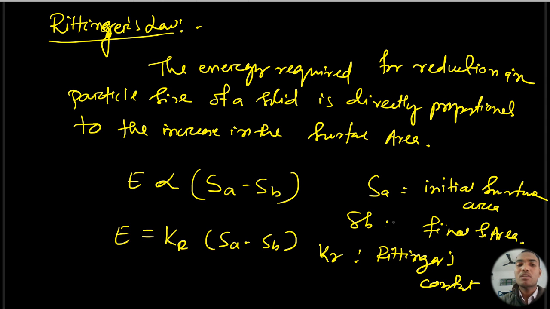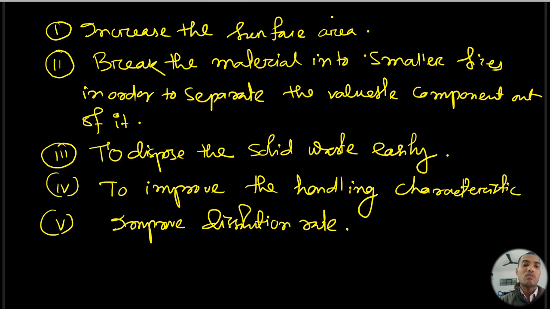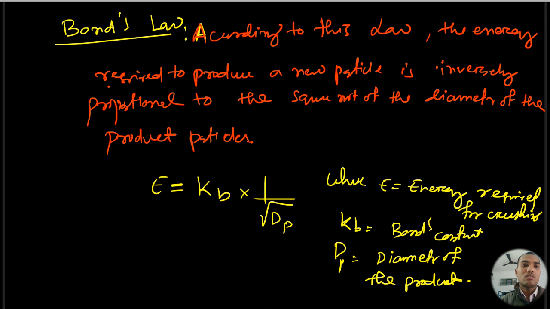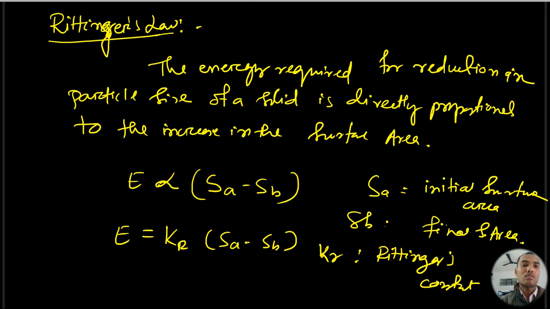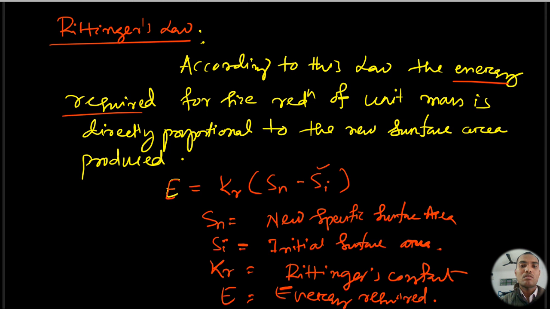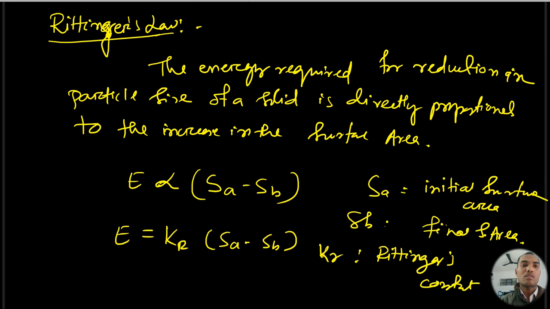SA is the initial surface area, SB is the final surface area. So these are the laws that are given by three scientists: Kick's law, Bond's law, and Rittinger's law. Okay, I think we forgot Kick's law. So moving to Kick's law.